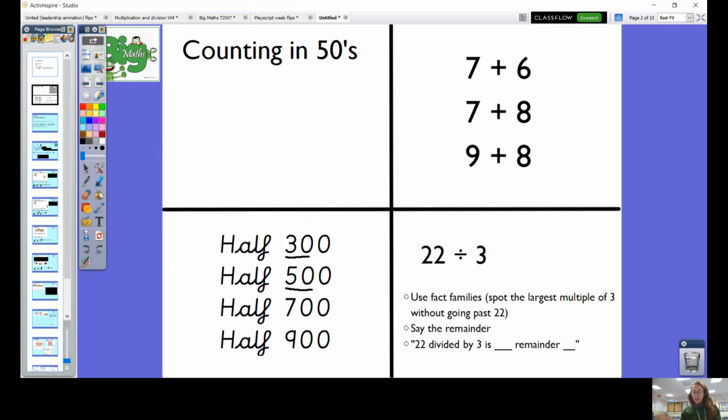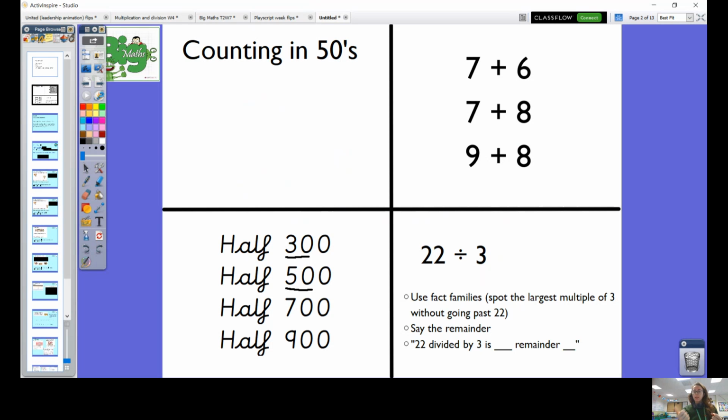And the last little box is our calculation box. We're working out 22 divided by 3. How many 3's go into 22? And we've done a few of these before, but let's do this very first one together now you're at home. So we're going to count in 3's. We're going to see how many multiples of 3 we can count up to without going past 22. Get your fingers ready. Let's do this together.